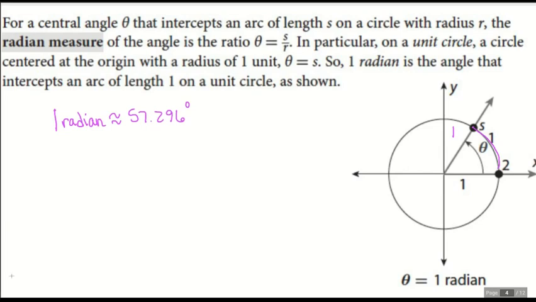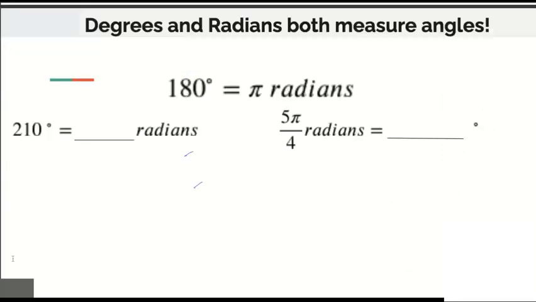1 radian is approximately 57.296 degrees. And since that conversion factor isn't the nicest to work with, there's other relationships that we can use to convert between degrees and radians. Degrees and radians both measure angles, so let's build some fluidity between the two different angle measures.